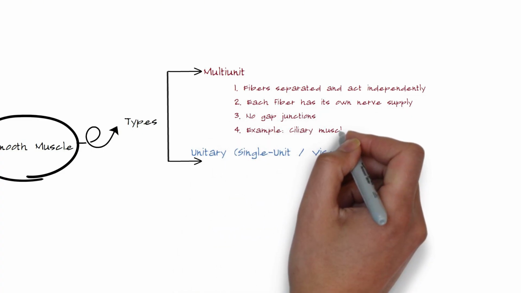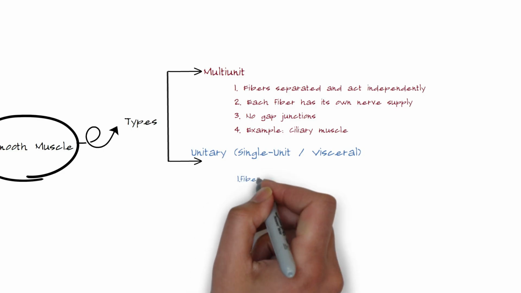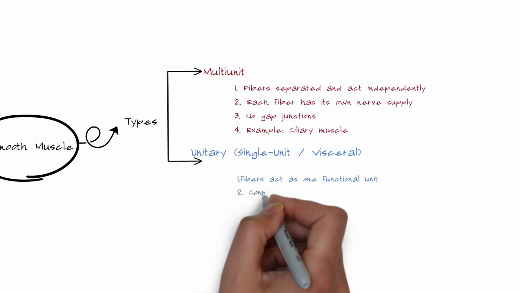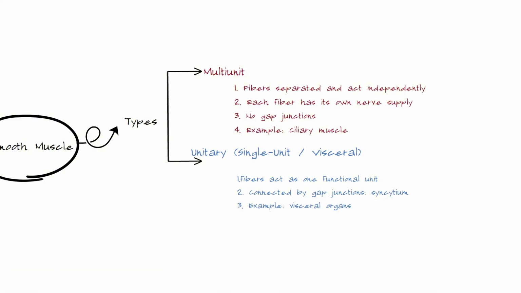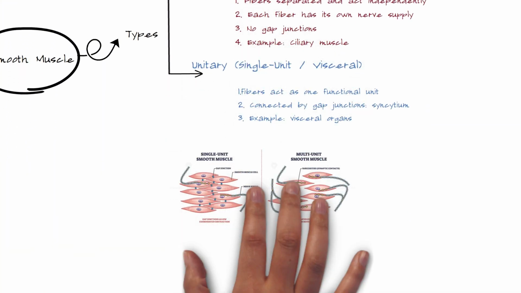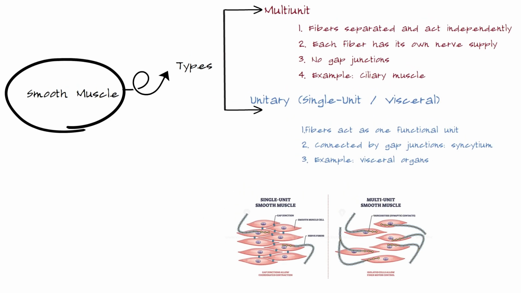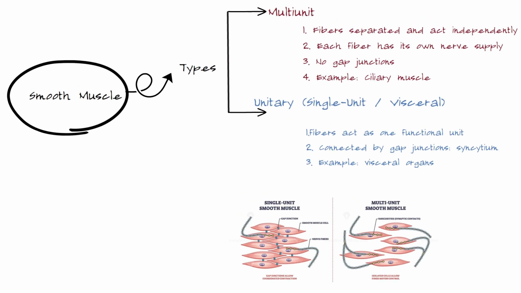The second type is the unitary or the single unit, and here the fibers are connected by gap junctions, so they contract together as one functional unit, so they are called functional syncytiums. And the best example for this type is the visceral smooth muscles.